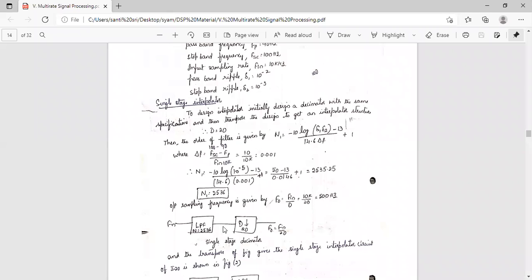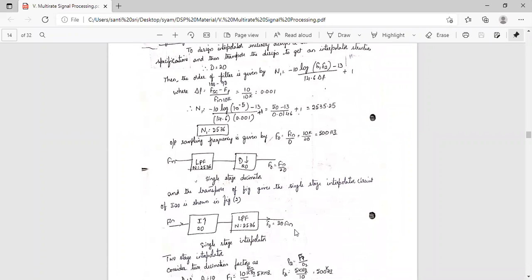What is the structure of the single stage decimator? Before the decimator, a low pass filter is there, having the order N1 equal to 2536, followed by the decimator with the value 20. So F0 is Fin by D, that is 10k by 20, that is 500 Hz.